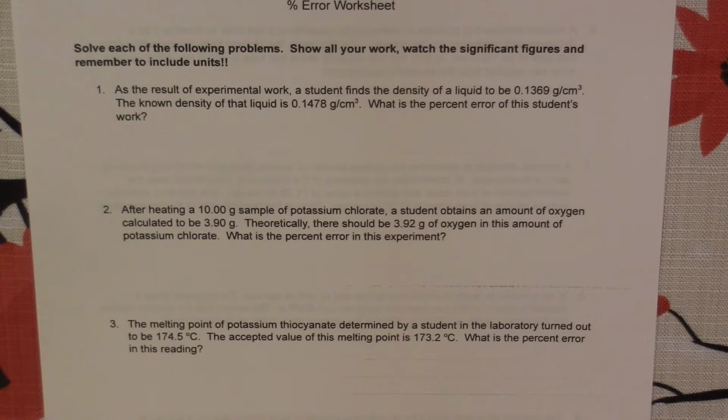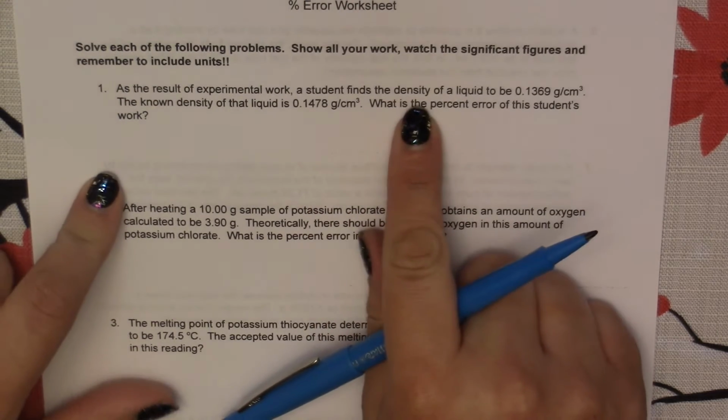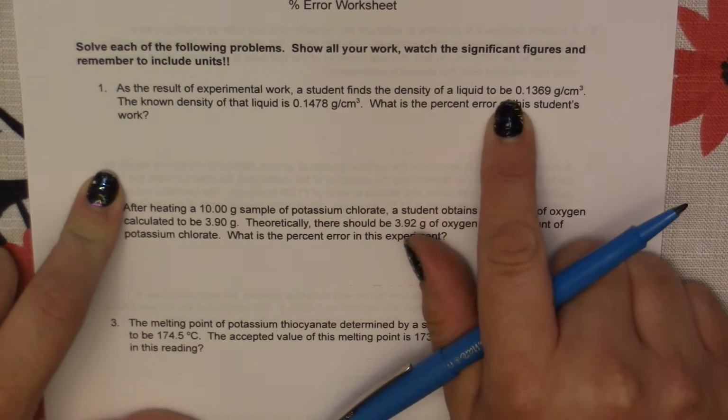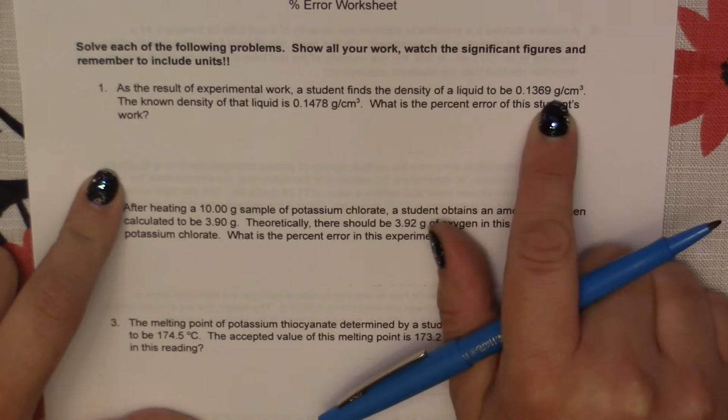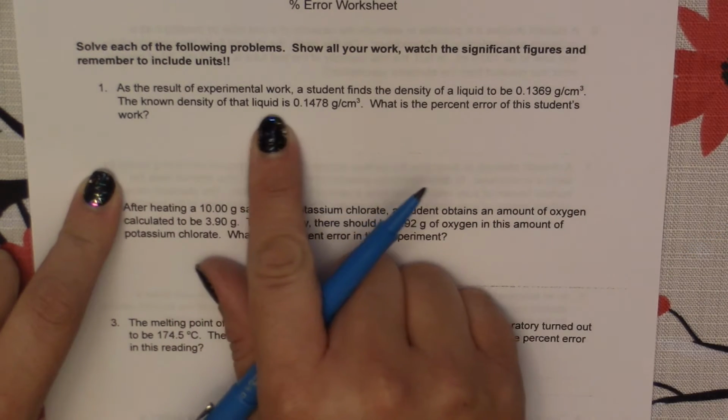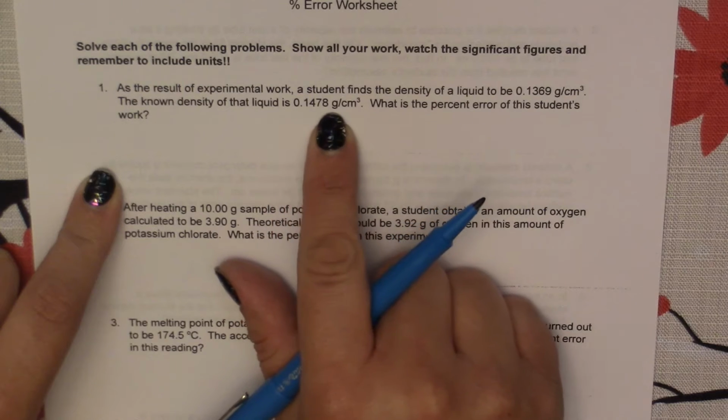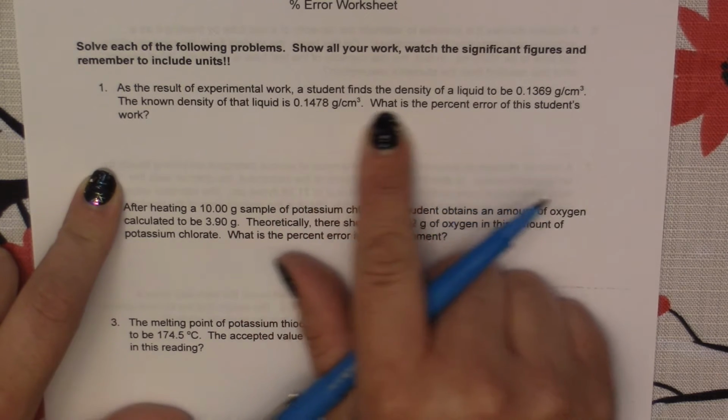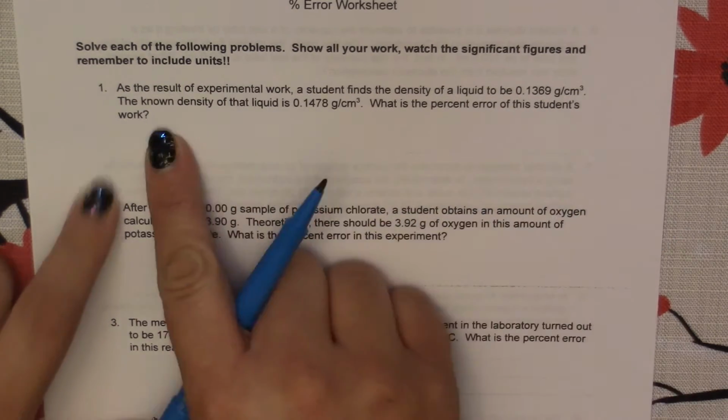Let's look at question number 1. As a result of experimental work, a student finds the density of a liquid to be 0.1369 grams per centimeter cubed. The known density of that liquid is 0.1478 grams per centimeter cubed. What is the percent error of this student's work?